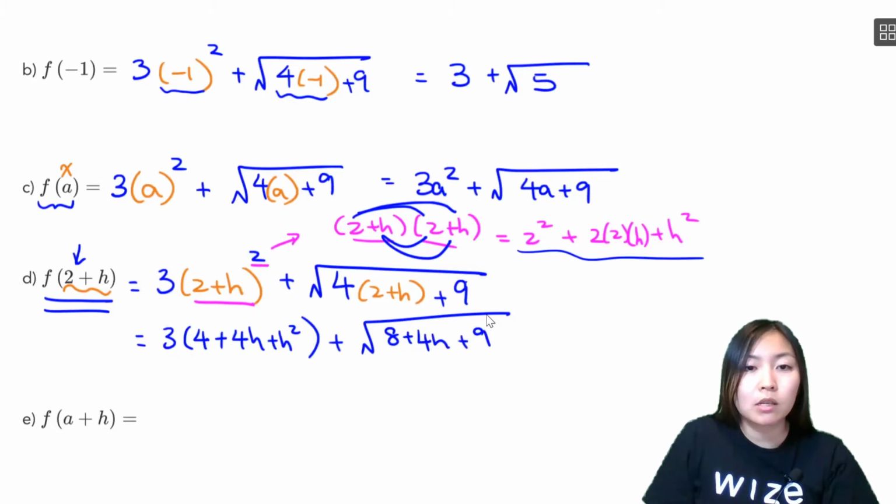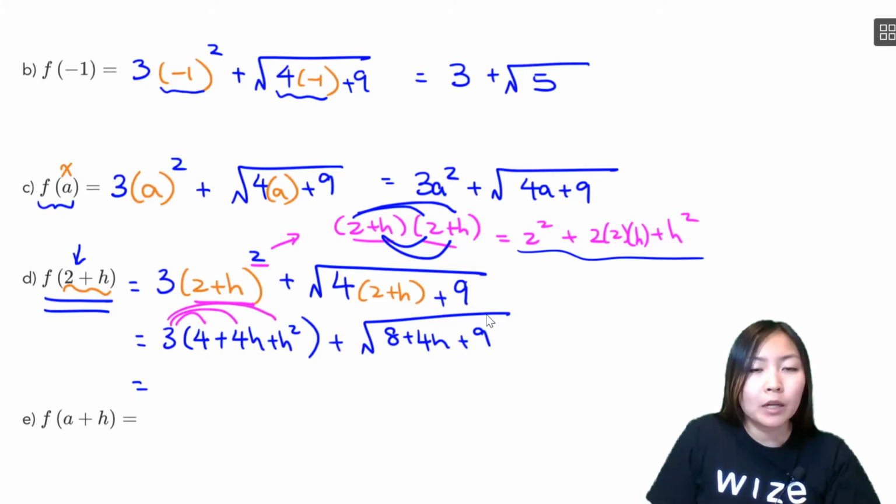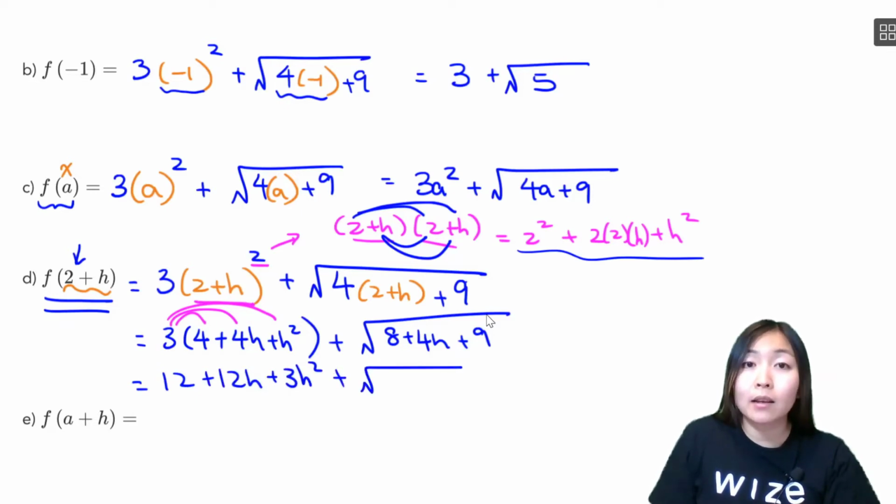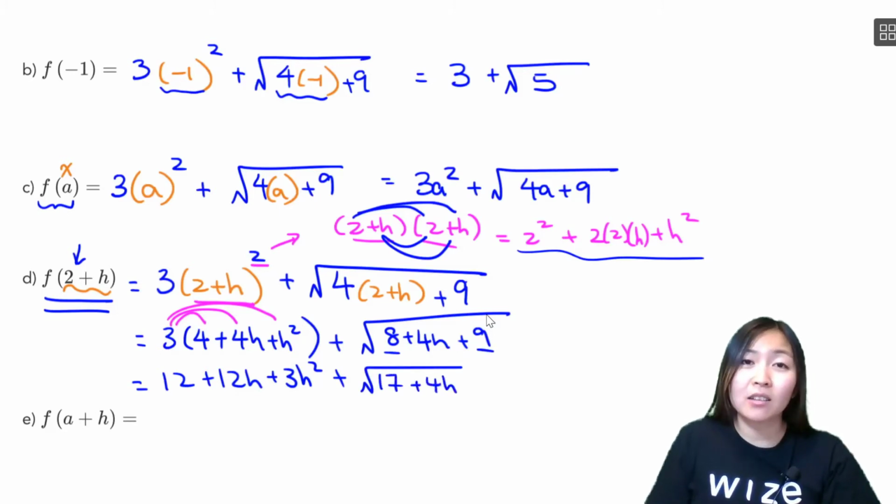Number crunch. Let's keep going. Multiplying this first bracket through, 3 times 4, 3 times 4h, 3 times h squared. We get 12 plus 12h plus 3h squared, plus underneath the square root, I can combine like terms. The 8 and the 9 gives me 17 plus 4h. And that's it. There's nothing else I can do here. This is the final answer.